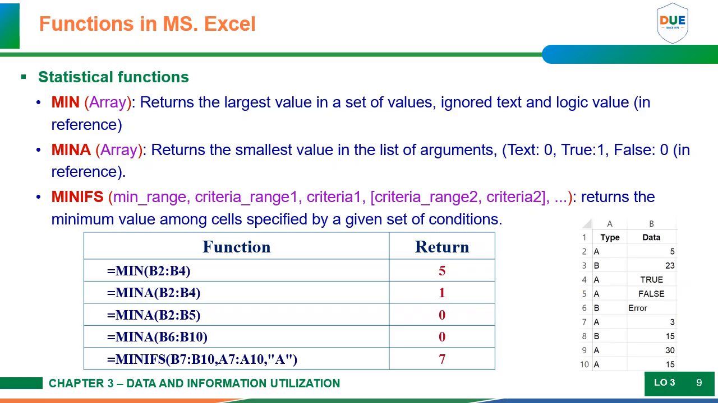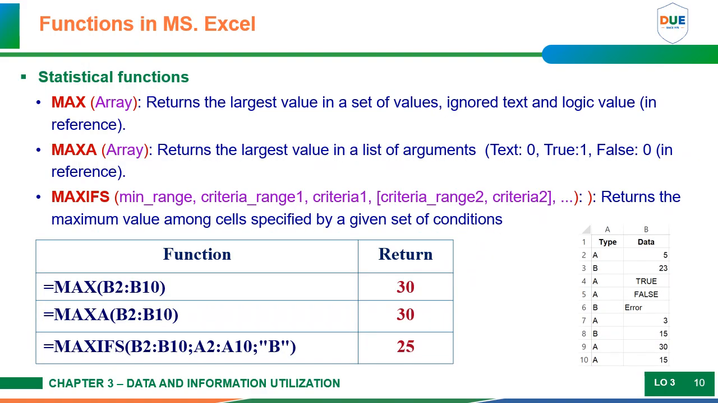MINIFS returns the smallest value that meets one or more conditions. Example: MINIFS(B7:B10, A7:A10, "A") returns 7, because the values of type A in B7:B10 are 7 and 30, and the smallest is 7.